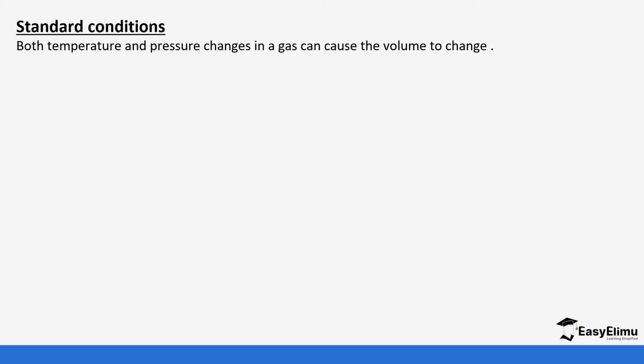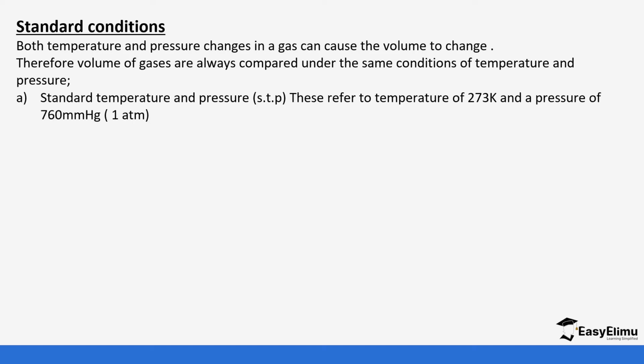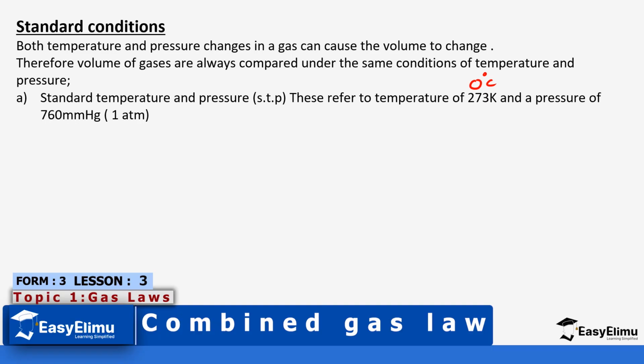So both temperature and pressure changes in a gas cause the volume to change. So the volume of gases are always compared under the same conditions of temperature and pressure. So you see us mentioning the statement STP. STP means standard temperature and pressure. So at standard temperature and pressure, the temperature is 273 kelvins, which is the same as 0 degrees Celsius, and the pressure is 760 millimeters of mercury, that is the same as 1 atmosphere.